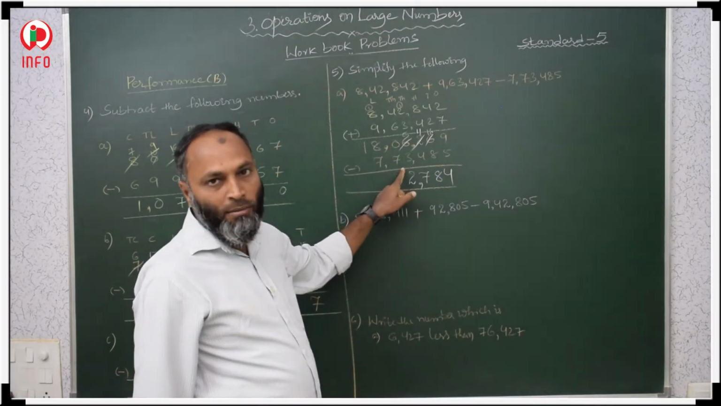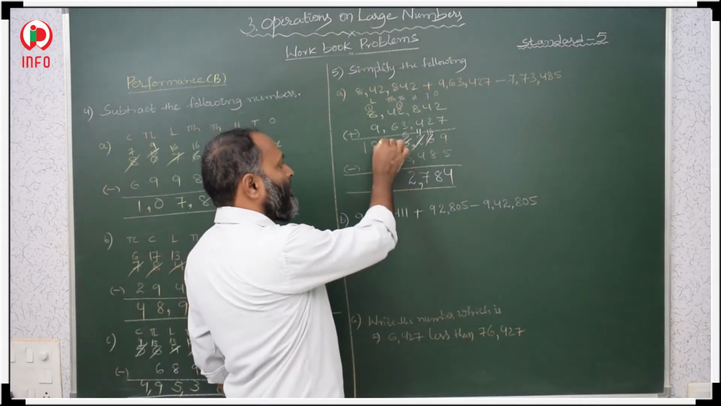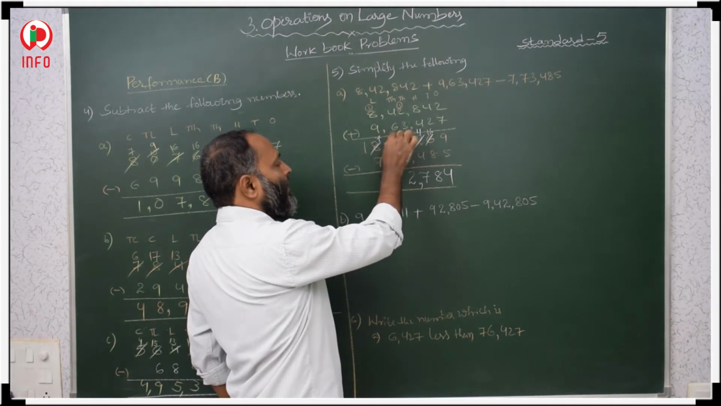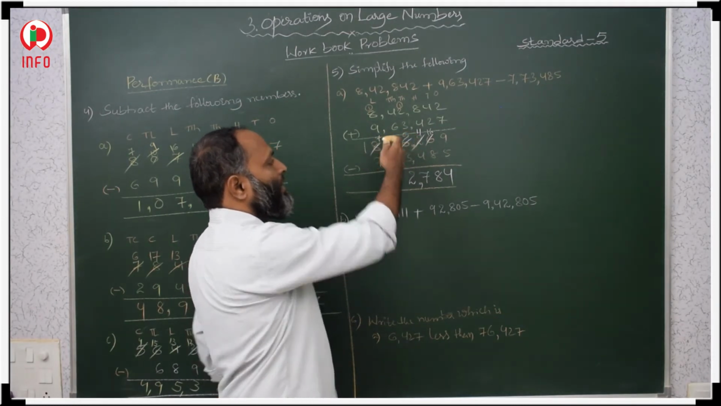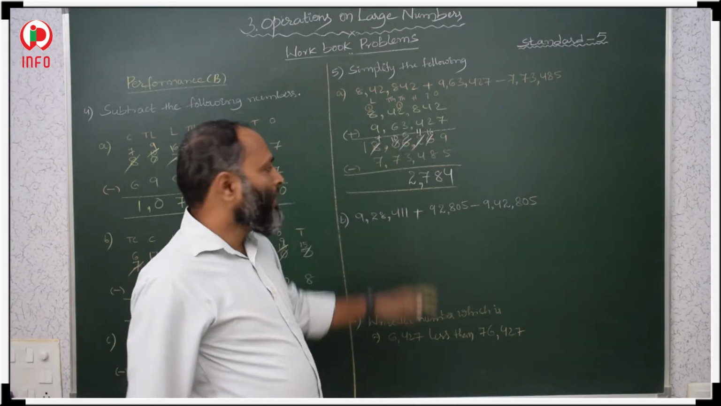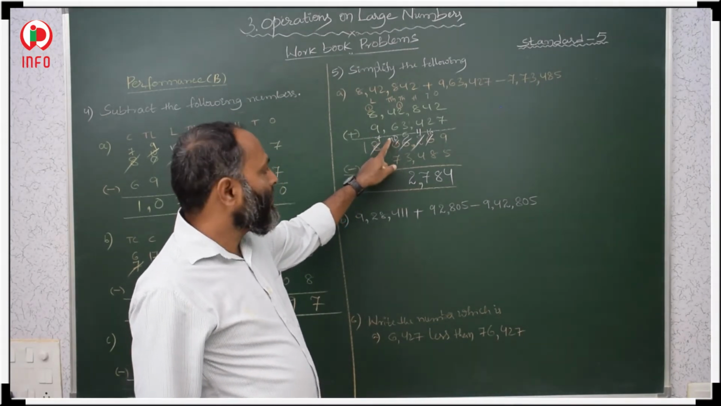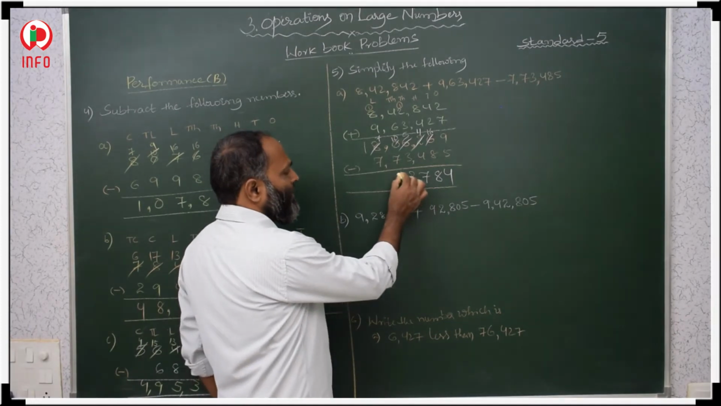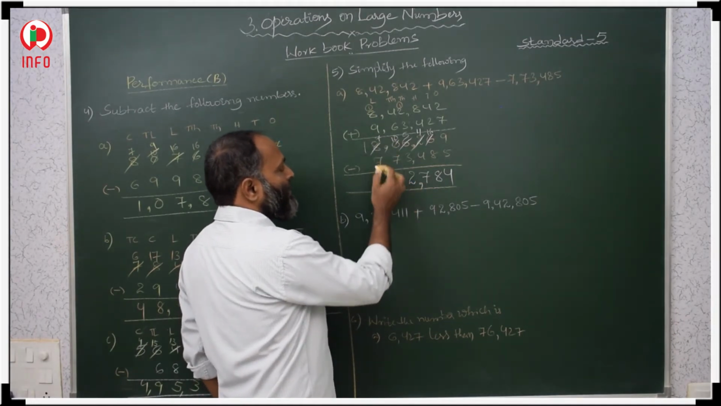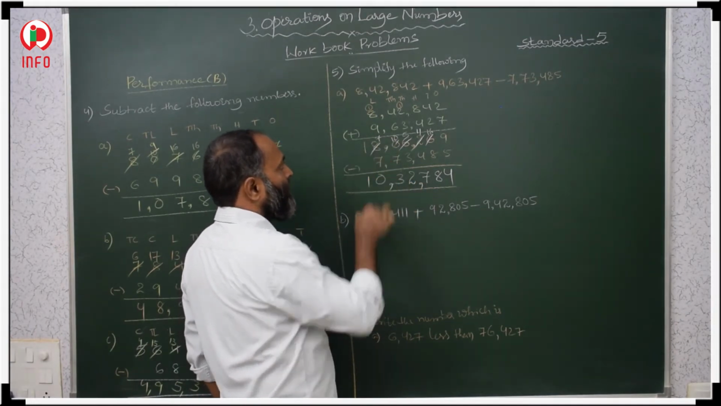0 minus 7, minuend is less. You borrow from the next place. It will decrease by 1 and the digit will increase by 10. 10 minus 7 is 3. 7 minus 7 is 0, and 1.